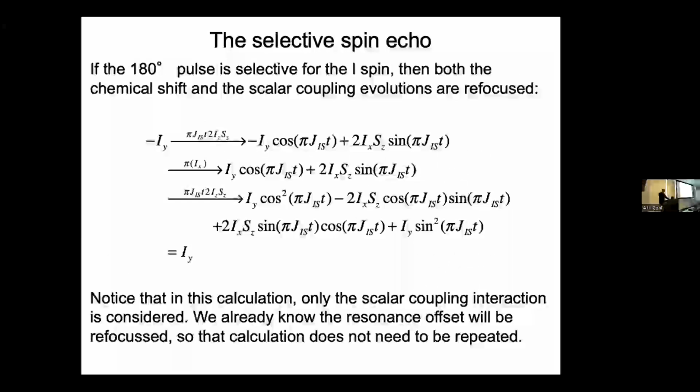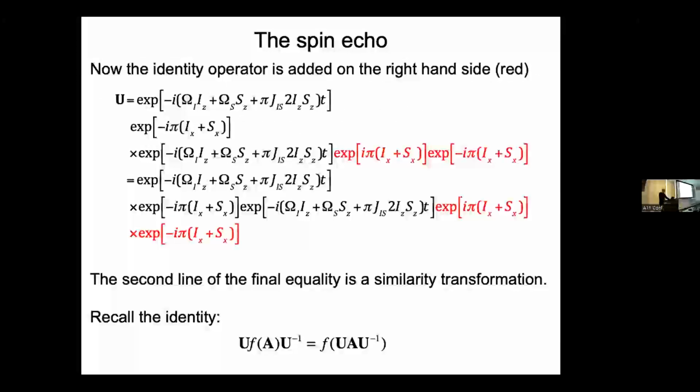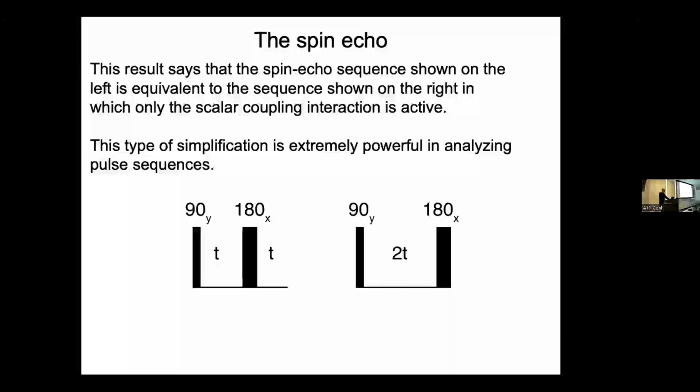The next part of the notes goes through the result for, suppose that the 180 was selective for the I spin and didn't rotate the S spin. I'll leave you to work through the arithmetic yourself to make sure you can do it. Then you find out that you refocus both the chemical shift and the J coupling. And that would be useful, for example, if we just wanted to know what relaxation happened without the interference from shift and J coupling. And I think there's some math we can come back to.